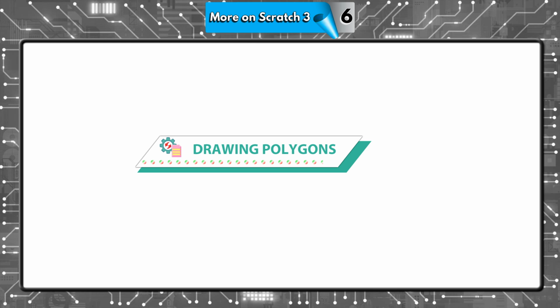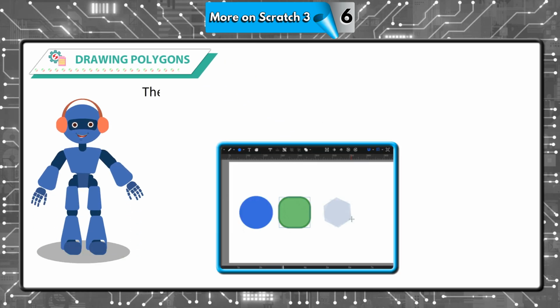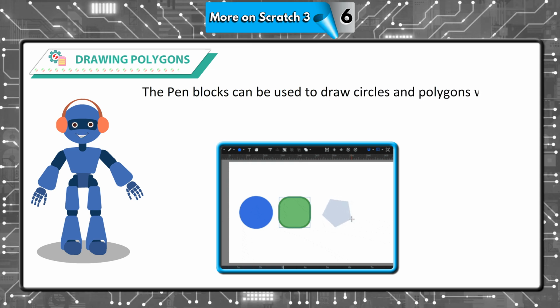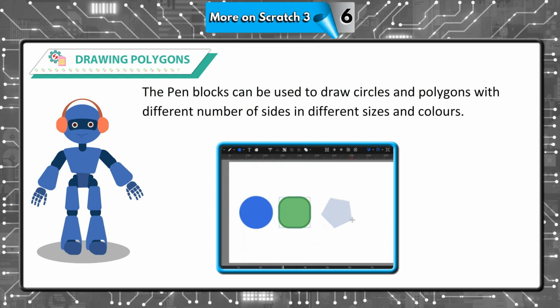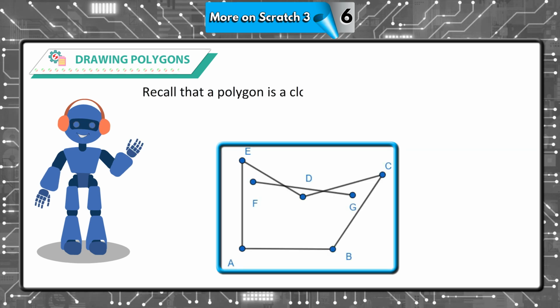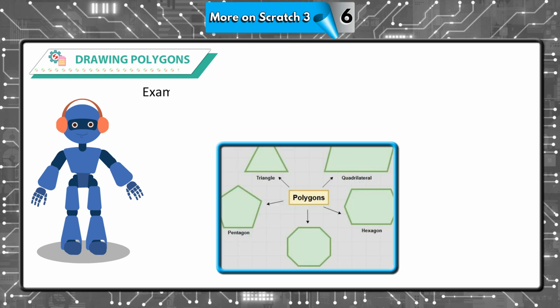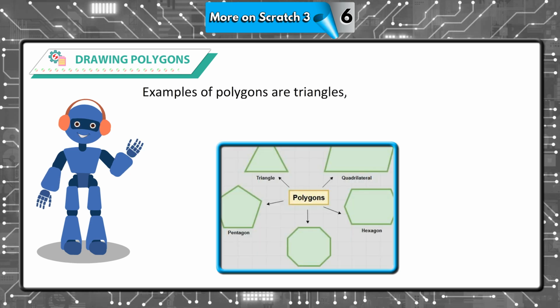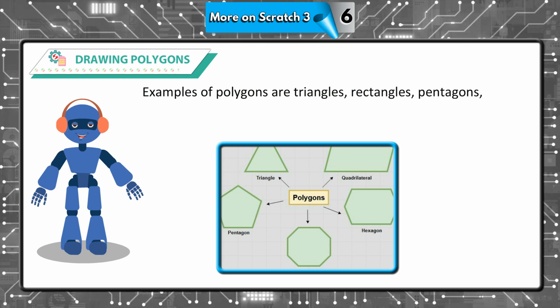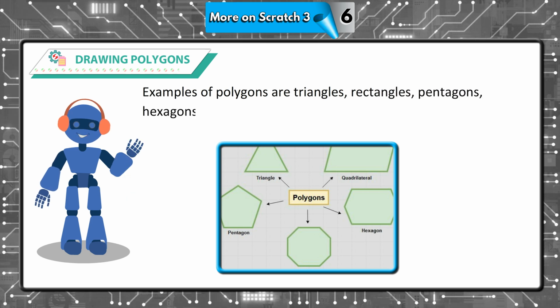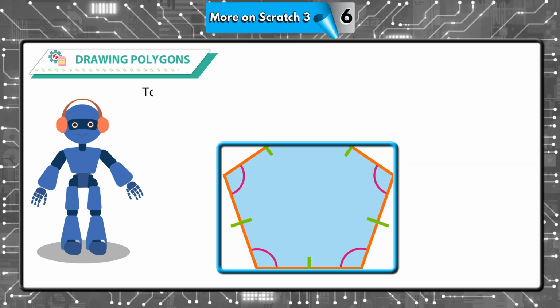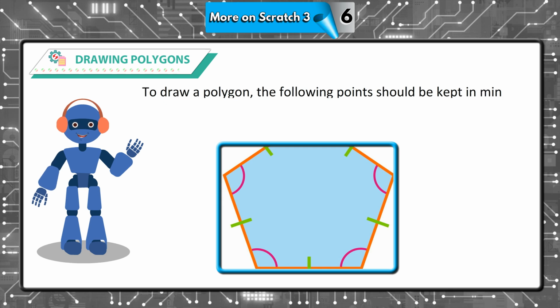Drawing polygons. The pen blocks can be used to draw circles and polygons with different numbers of sides in different sizes and colors. Recall that a polygon is a closed shape made of 3 or more line segments. Examples of polygons are triangles, rectangles, pentagons, hexagons, etc. To draw a polygon, the following points should be kept in mind.